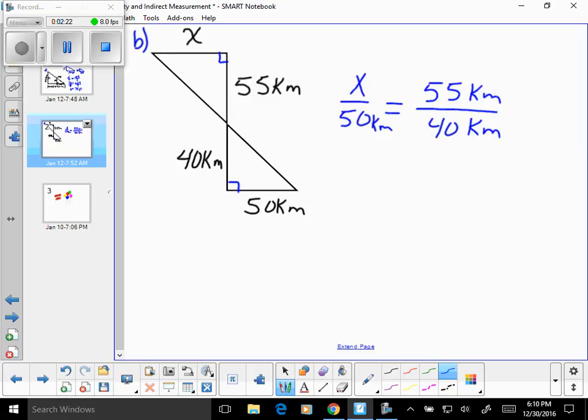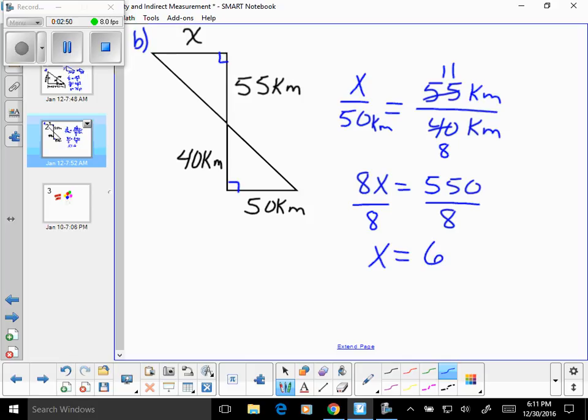Now in this one, I would actually choose to reduce it because the numbers are pretty reducible by 5. This is going to be 11. This is going to be 8. Now I have 8x equals 550. Solve the equation by dividing both sides by 8. 8 into 55 isn't quite 7, so it's going to go 68.75 kilometers. So this is a bit of a review of lesson 1, and this completes lesson 2.